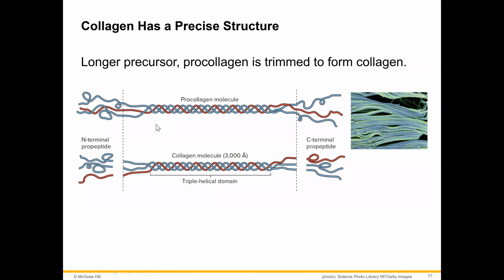So here's the structure of a functional collagen molecule. It's a triple helix, right? We have three strands, two the same, shown here in blue, and one different that is red. This is the longer precursor, procollagen, and then this procollagen needs to be trimmed to form collagen. These parts need to be cut off to make a functional collagen.